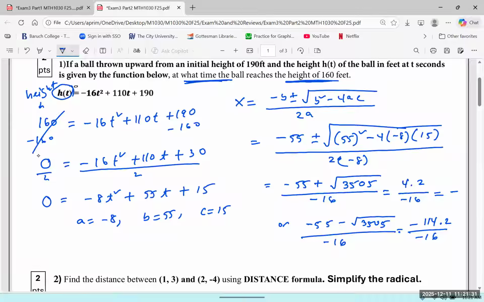So this answer is negative because plus over minus, and this answer should be positive. Which one you accept? The positive, both of them, or one of them? Positive. 7.14.